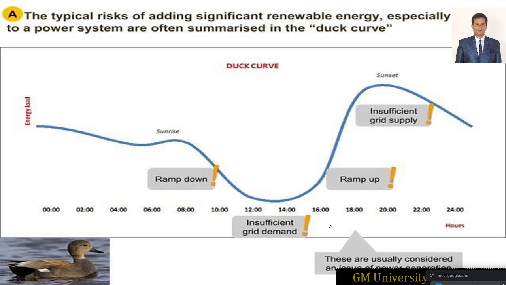Sometimes the ramp will fall down and the ramp will keep on increasing, right? So when there is insufficient grid supply, then only you have to think about how this can be considered for the issue of power operations, isn't it? So this curve we call a duck curve.